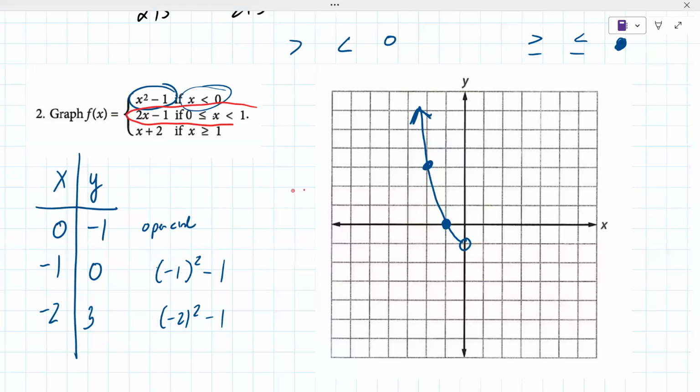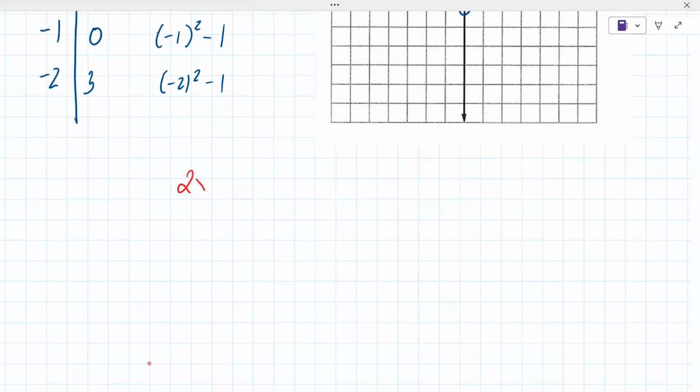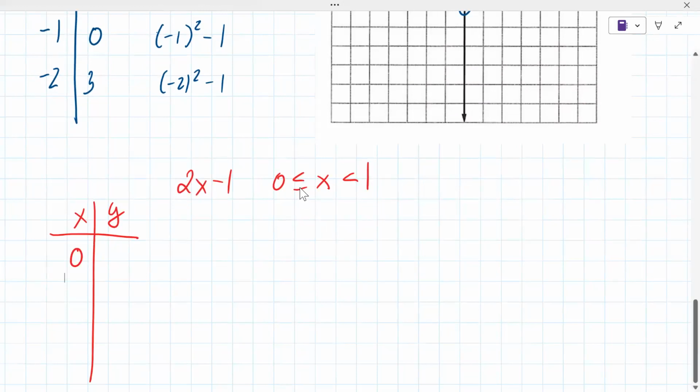Now we're gonna do this middle one here. This middle one is good from 0 to 1. It's an equation of a line. I'm gonna rewrite it because we're running out of room here. 2x minus 1, 0 less than or equal to x less than 1. So again, I like to build a little table, x and y. Start with the leftmost x value. This is going to be a filled in circle. And then at 1, it's an open circle. I write this so that I remember because you can easily make mistakes here. So give me the y values after you put these numbers in, please.